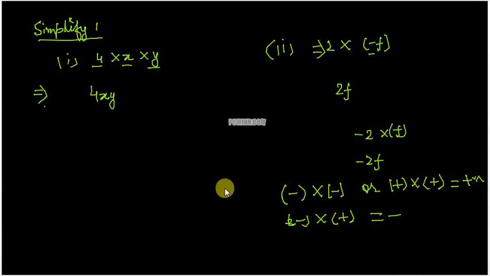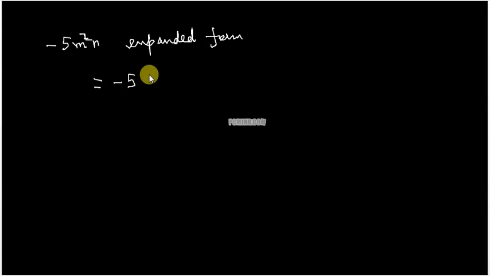Alright, so I hope you've understood how to multiply the numbers. And if you are given terms and you have to write them in the expanded form, like minus 5 m square n, I'll separate the terms. This is equal to minus 5 times m square, which means m into m, and into n. So this is how you can write the terms in the expanded form.